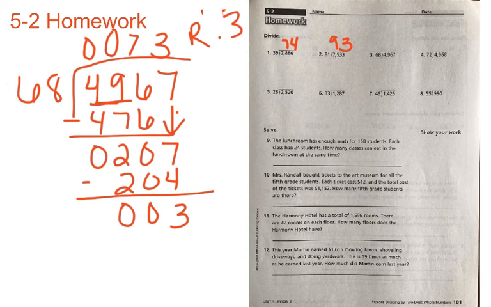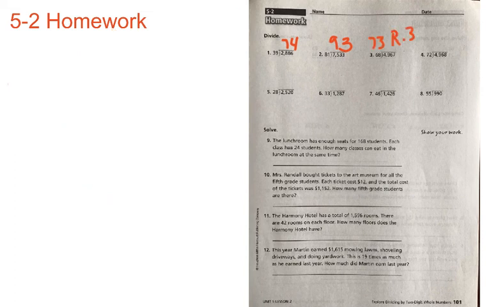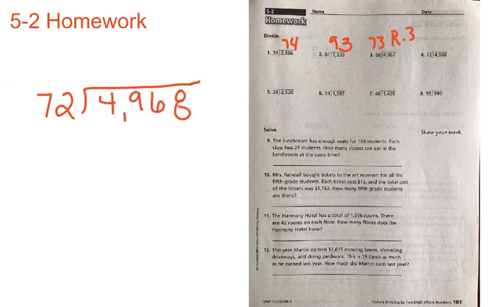So 73, remainder 3. Let's go ahead and do number 4 together. In number 4, we have 72 as our divisor, and we are dividing that into 4,968. 72 cannot go into 4 because it's larger than 4. We also know that 72 cannot go into 49 because it's larger than 49. And so those are zeros there.